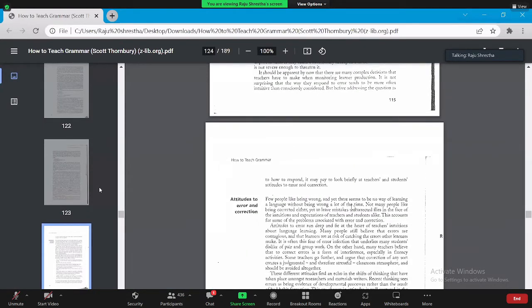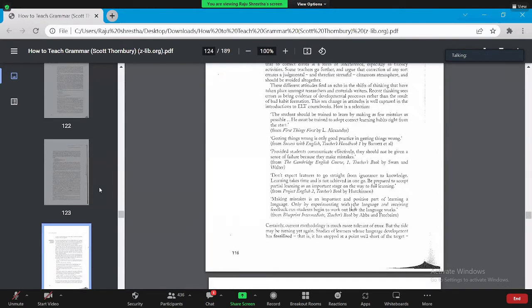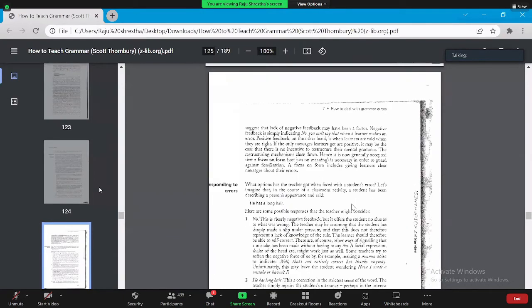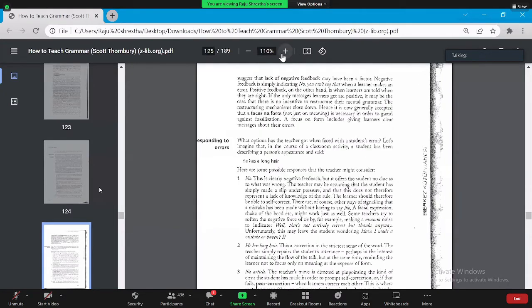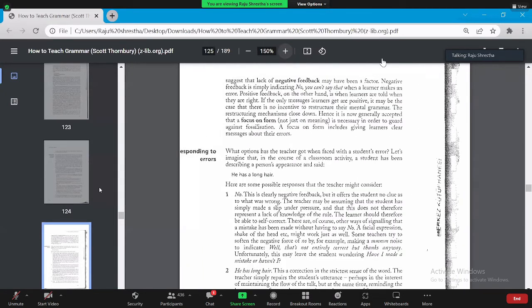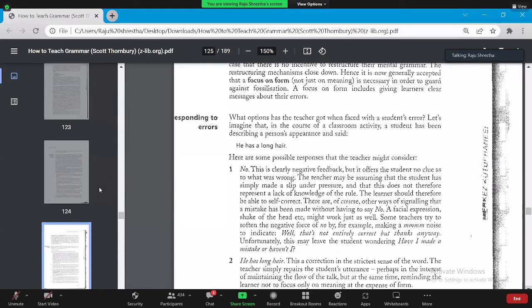Attitudes to error and error correction. Responding to errors, yes. So this is responding to errors. We can get ideas from here. What options has the teacher got when faced with students' errors? Let's imagine that in the course of a classroom activity, a student has been describing a person's appearance and answers, "He has a long hair." Here are some possible responses that the teacher might consider. How do we respond to learners' errors?